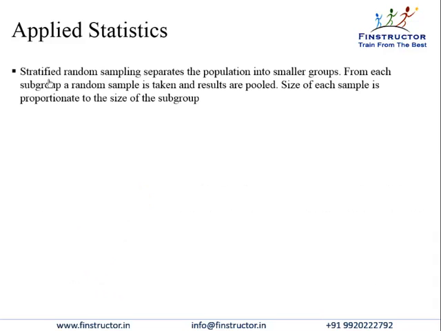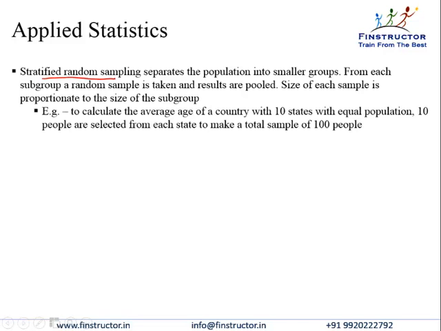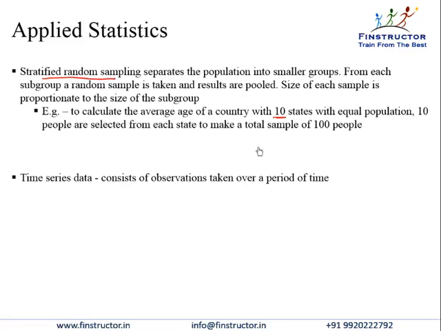We can sometimes follow something called stratified random sampling, wherein the population is first separated into smaller groups and then from each subgroup a random sample is taken. For example, if I was to calculate the average age of a country with 10 states and each state has an equal population, then how do we make a simple random sample? In a simple random sample, we will randomly take any 10 people. All 10 of them can come from the same state also.